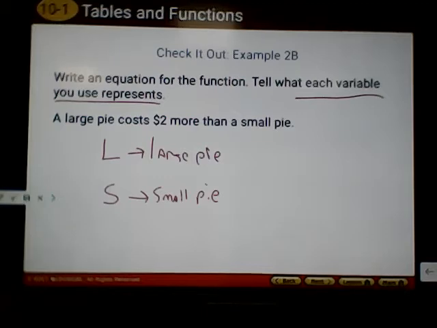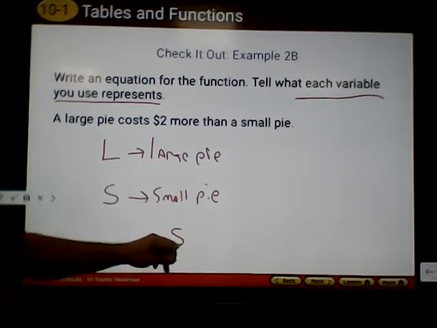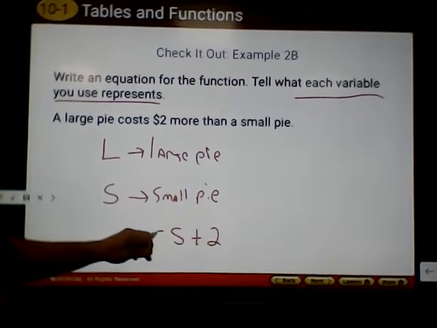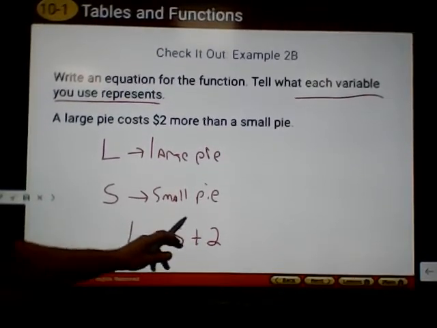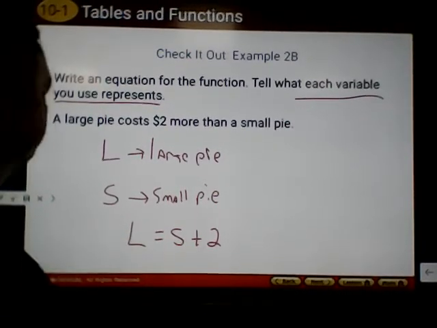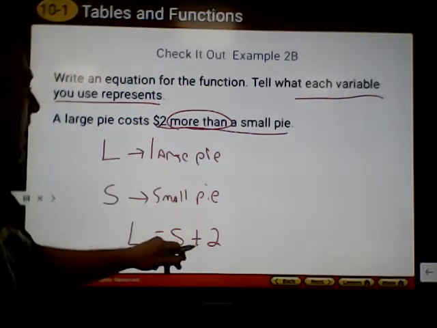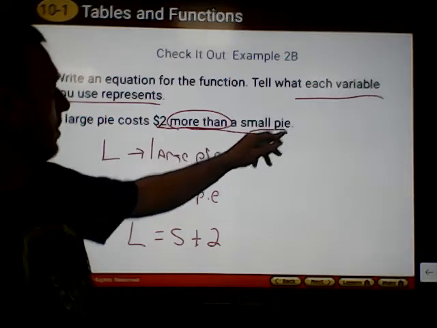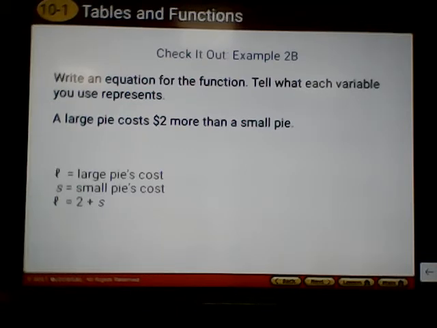A large pi costs how much? 2 more than a small pi. So then I know this: if I have a small pi and I add 2, I will get the price of a large pi. So a large pi is $2 more than a small pi. 2 more than means to add. So small pi plus 2 has to equal the larger one, which is the large pi. I can use L and S also.